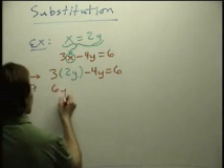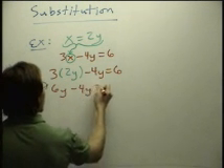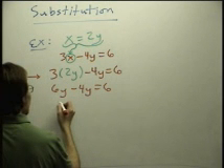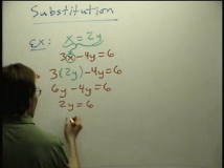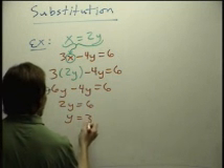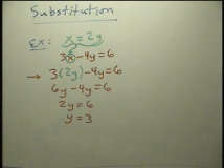3 times 2 is 6. Combining like terms, we have 2y equals 6. And dividing by 2 on each side, we get y equals 3. Great, so we have a part of a solution, but remember a complete solution is both an x value and a y value. So how are we going to get the x value?